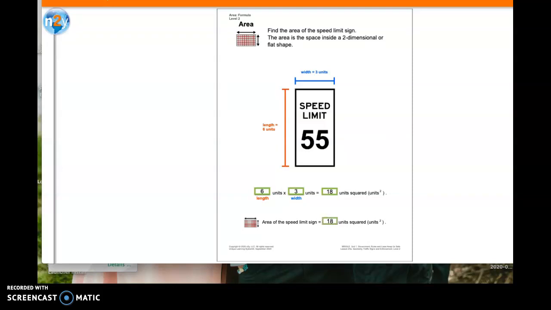This means that if this is 3 units, it would be broken like this. I wish this was straight. So this means it's 3. There are 3 sections here. And then this would be 6. So 1, 2, 3, 4, 5, 6. So this is what this means.